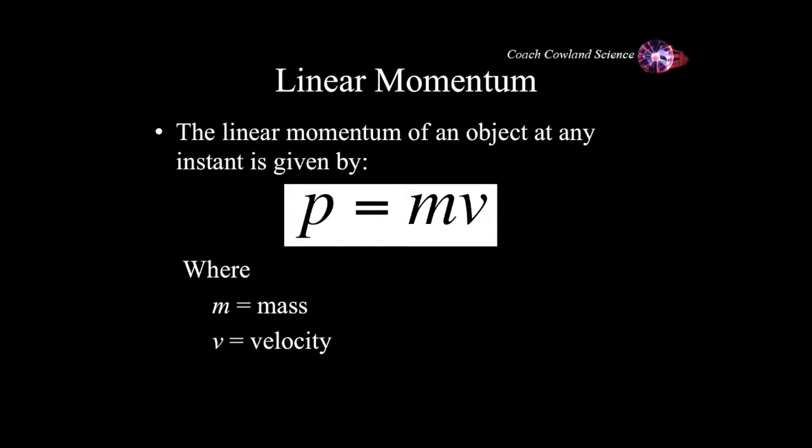So here's the equation for linear momentum. The variable for momentum is lowercase p. P is equal to mv, mass times velocity. And the units for momentum, uninterestingly, are the units of mass multiplied by the units of velocity. So that's kilogram meters per second.